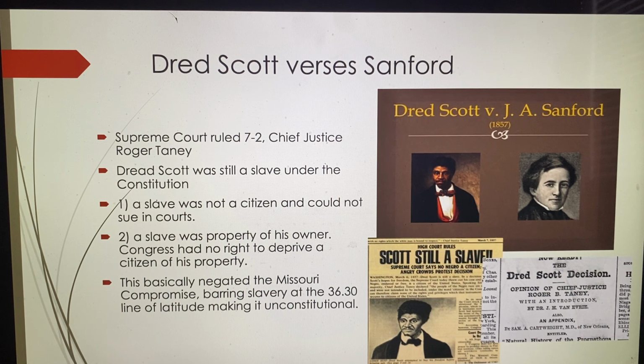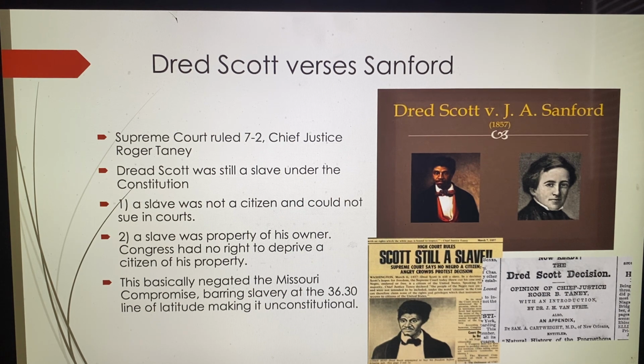This was their ruling: that Dred Scott was still a slave under the Constitution, meaning he didn't have rights. Number one, a slave was not a citizen, and a slave could not sue in the courts. They're saying basically Dred Scott was not really allowed to sue anyway. And then they said a slave was the property of his owner, and Congress had no right to deprive a citizen of his property. Ugh, gag me with a spoon, right?